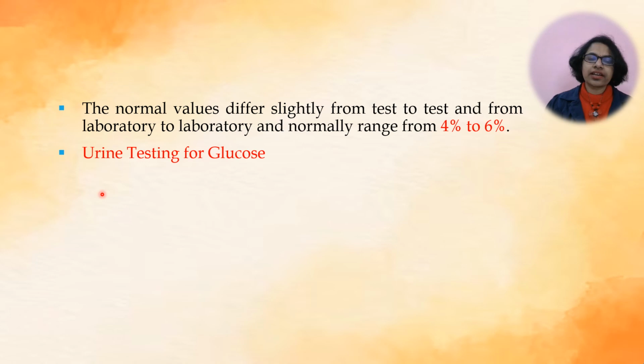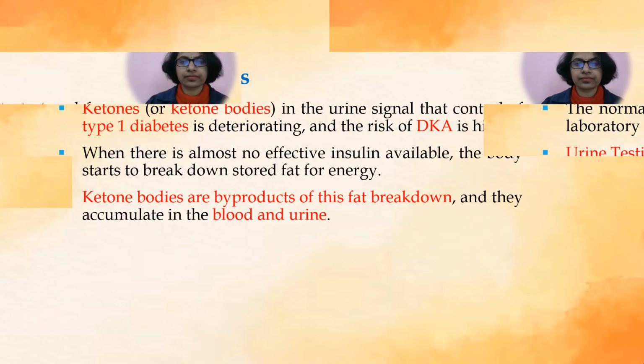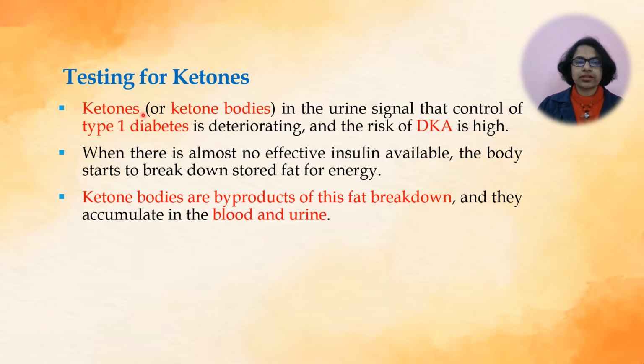Another investigation is urine testing for glucose, and testing for ketones. Ketone bodies in the urine signal that control of type 1 diabetes is deteriorating and the risk of DKA is high. What do we mean by DKA? We already discussed diabetic ketoacidosis. When there is almost no effective insulin available, the body starts to break down stored fat for energy. Ketone bodies are byproducts of this fat breakdown and they accumulate in the blood and urine.